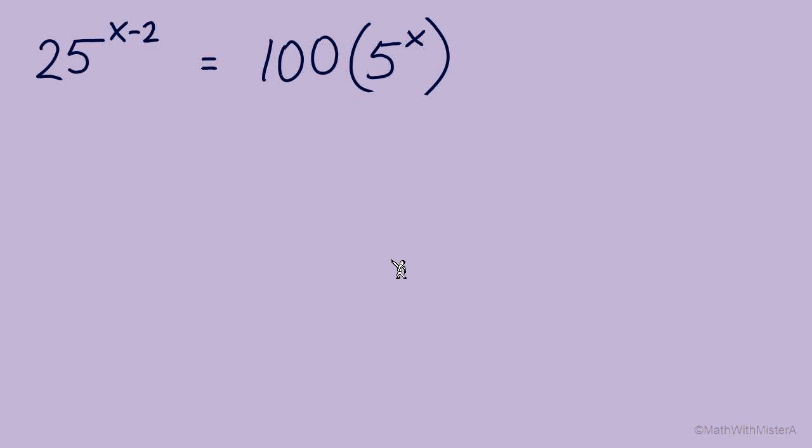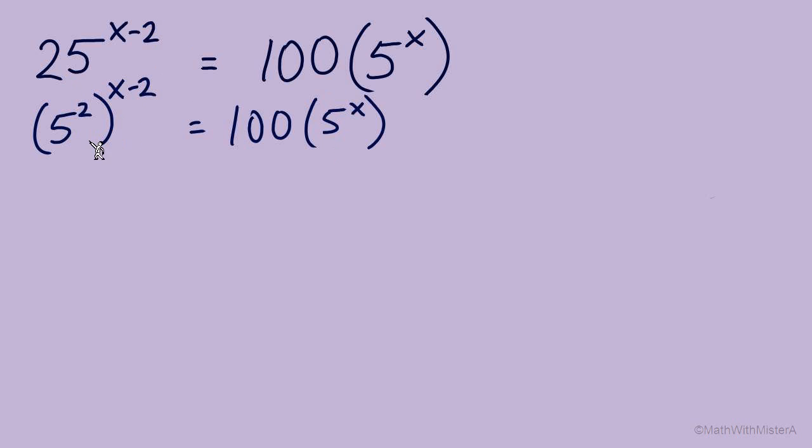I'm first going to try to write my exponential expressions using the same base. The 100, I know I won't be able to get that as 5 to some power, but it's okay for the moment because there's no x up in the exponent. Here's 5 to the power of x. I'll do some work on the 25. I know 25 is 5 to the second. I'm bringing down the exponent, and right away I'll be multiplying those exponents.